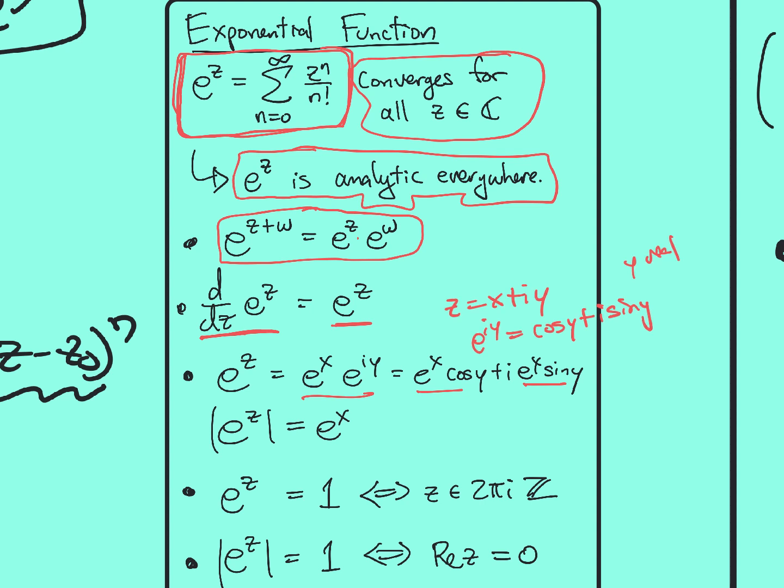And what else can we say? The modulus of e to the z is just going to be e to the x, and that's because e to the iy has modulus 1. That's just because if we compute the modulus squared here, you're computing cosine squared plus sine squared. And again, we're not following some kind of consistent path through these proofs, so this is just to give you a feel for the situation.